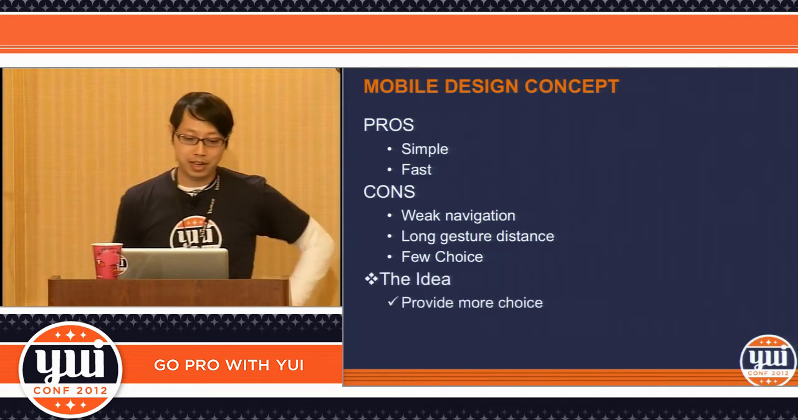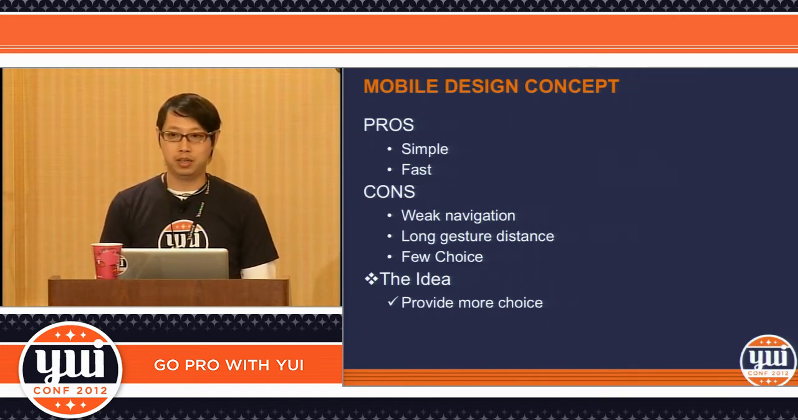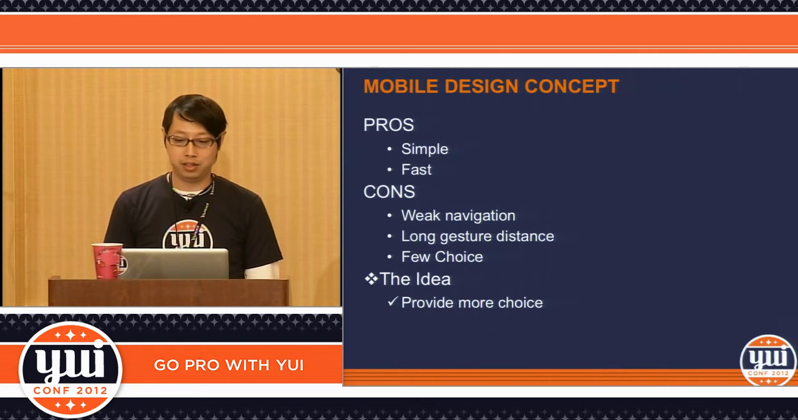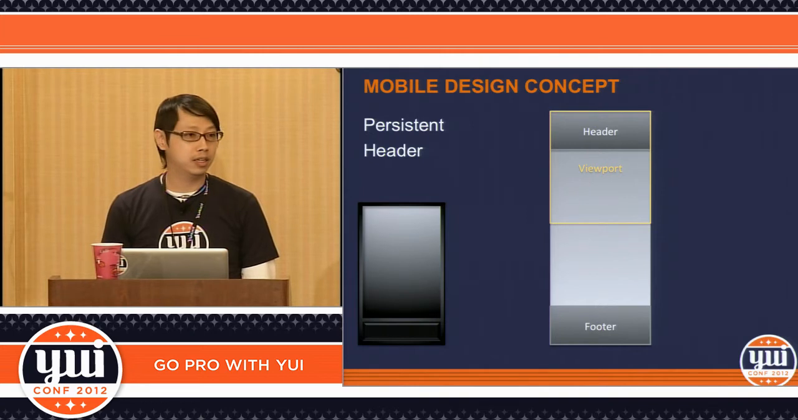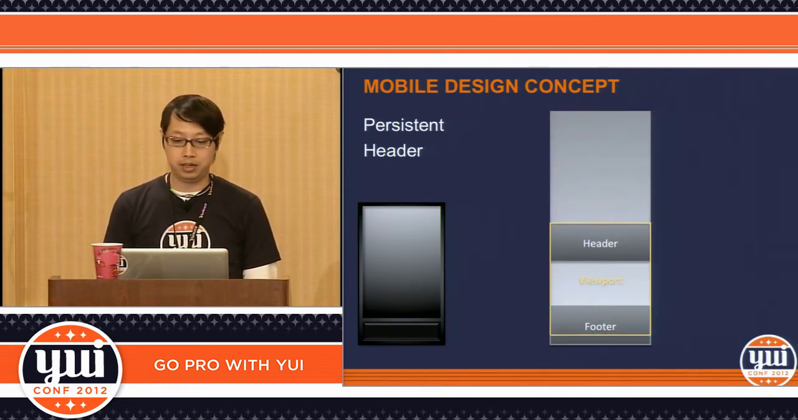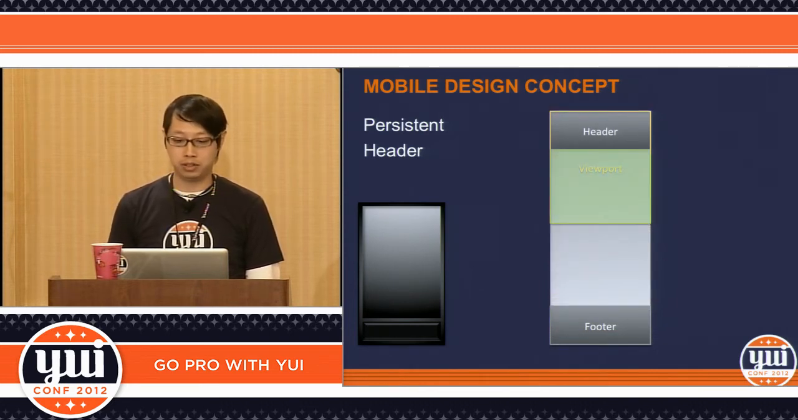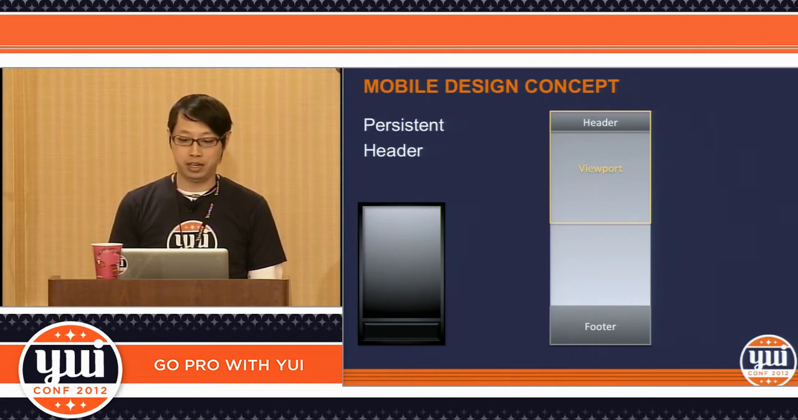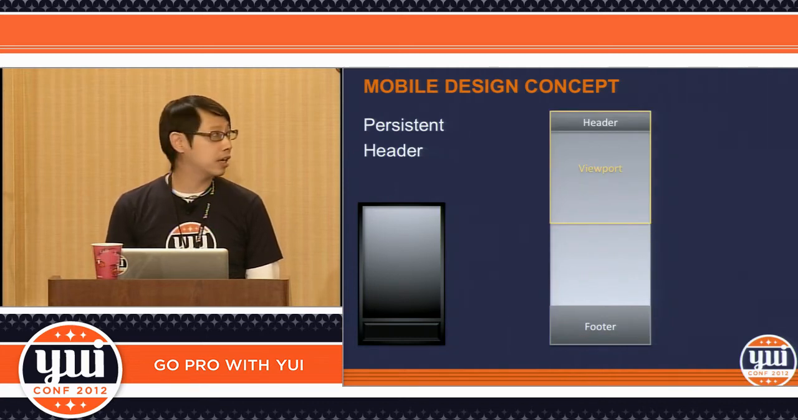So then the idea is we can provide more choices with some design. The first one is we can try to make the header in fixed position. When users scroll up and down, then he can always see the header. Then we put some additional function on it. Of course, we can make the header smaller. Then user can see more content. Then we can put more functions on the header.